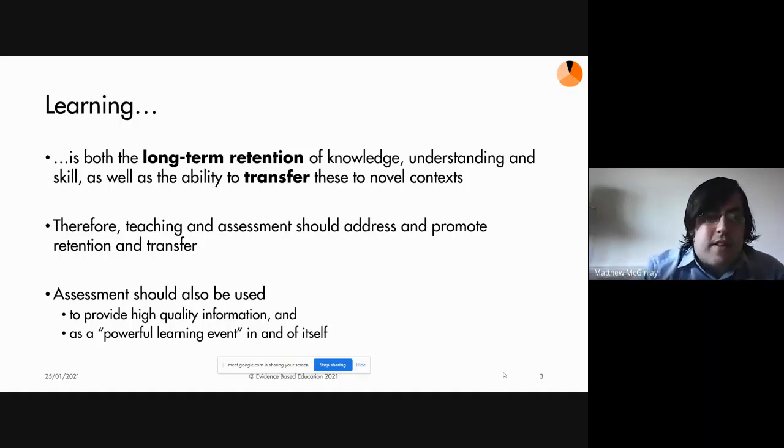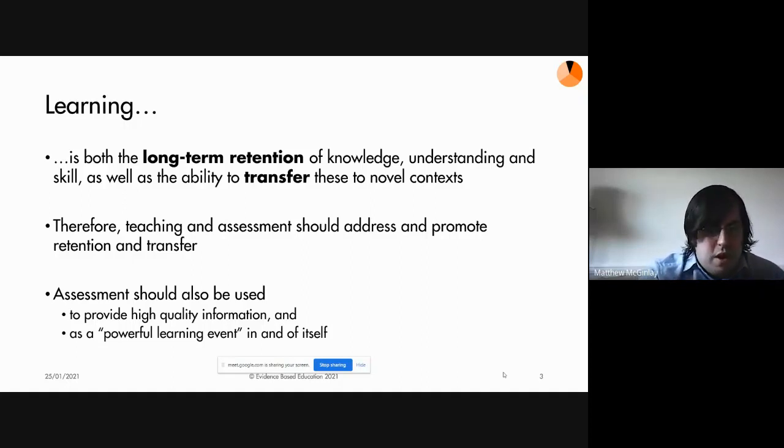All of our assessment practices, I think, have got two key focuses, and we'll talk about these later on in the session. But assessment is there to provide you and provide students with high quality information about what students know, what they can do, and perhaps about what the next steps are. But also assessment or testing is a powerful learning event in and of itself.